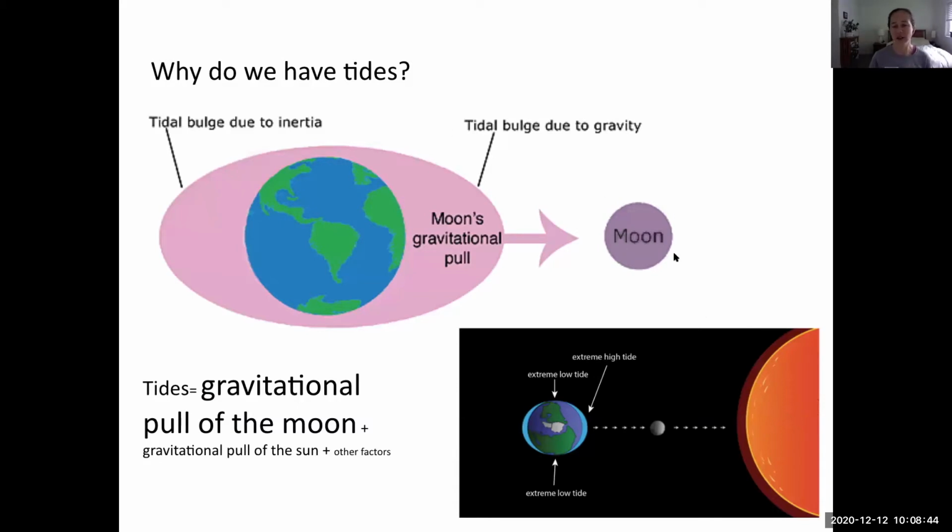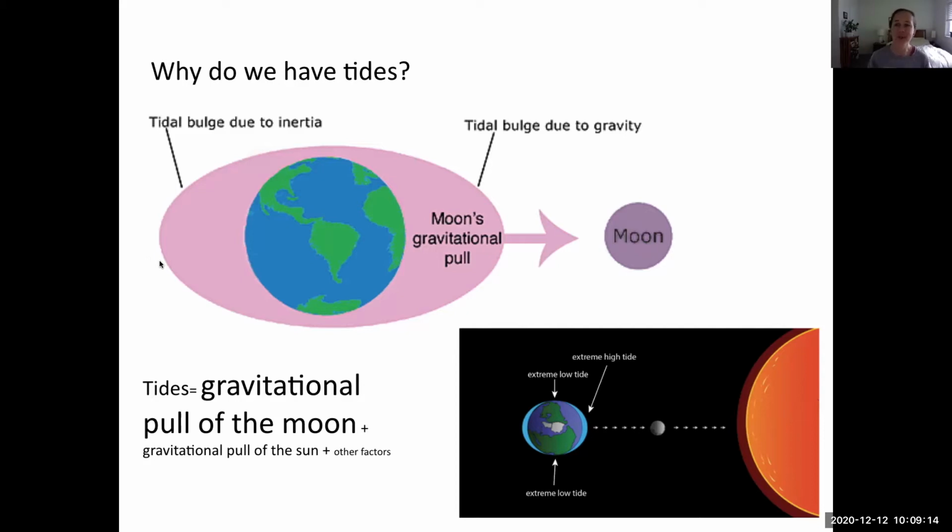Here's a diagram showing the moon pulling this bulge of water, which I think makes sense on an intuitive level. The moon is the closest body to us, and so even though compared with the sun the moon is very small, because it's so much closer, it exerts the most gravitational pull on the water of the Earth. The opposite tidal bulge on the other side of the planet has to do with inertia.